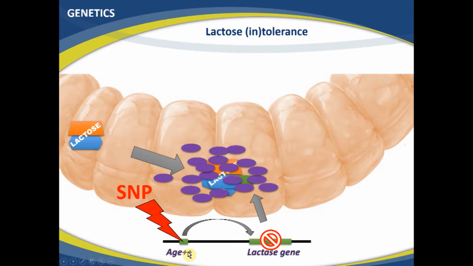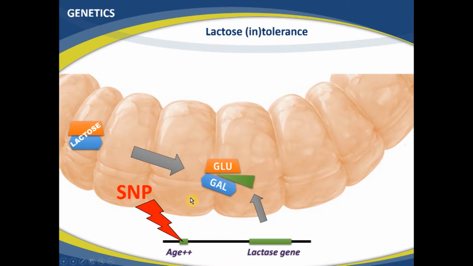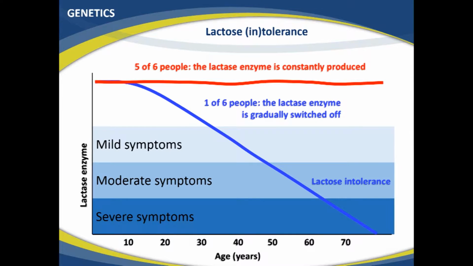Now, there is a genetic variation that disables this switching off function. And this is a SNP, a very common polymorphism that has developed, and that is common in people of European ancestry. And in this case, the enzyme is produced even with increasing age, and the sugars can then be taken up. So even grown-ups can drink milk if they have this genetic variation. So it's not a variation that causes the disease, but actually something that was beneficial.